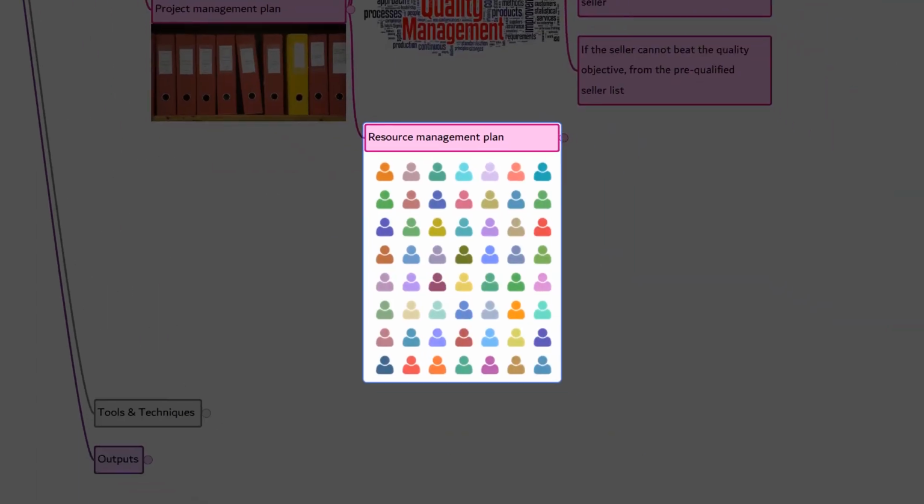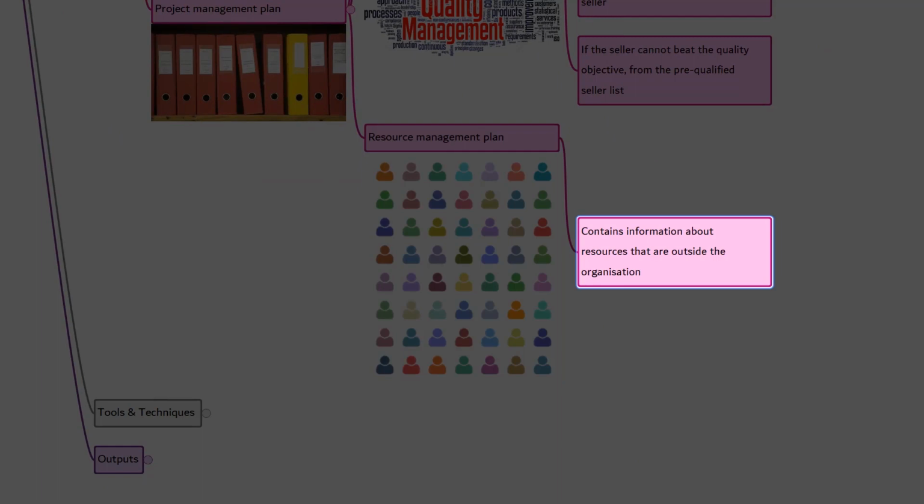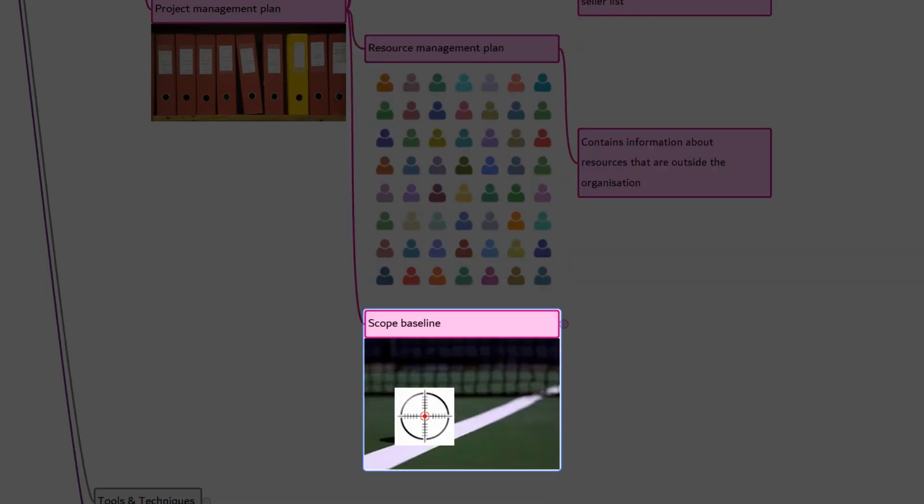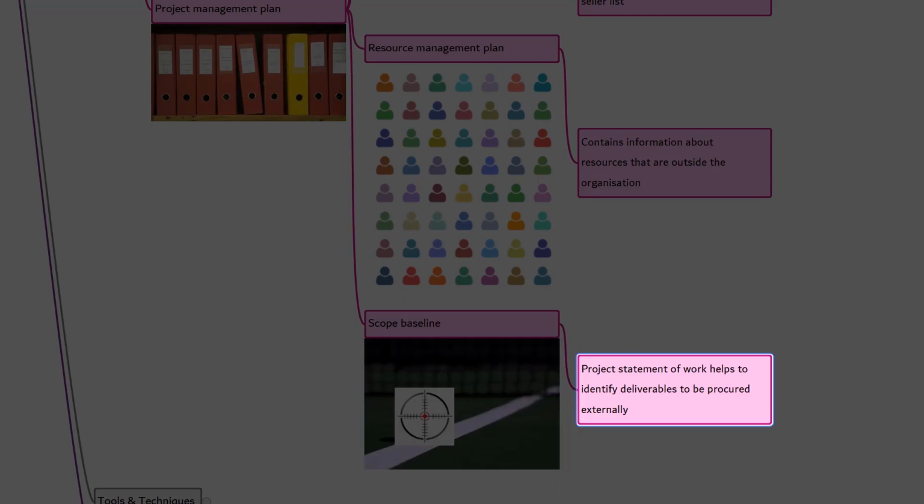Resource management plan. The resource management plan contains information on the resources to be acquired or leased from outside organizations. This also contains the assumptions and constraints that can influence the procurement. The last one is scope baseline. The elements of scope baseline, such as scope statement, WBS, and WBS dictionary, are used to develop the statement of work. This information may lead to identifying the deliverables that ought to be procured from outside the organization. Eventually, this helps to plan the procurement management.